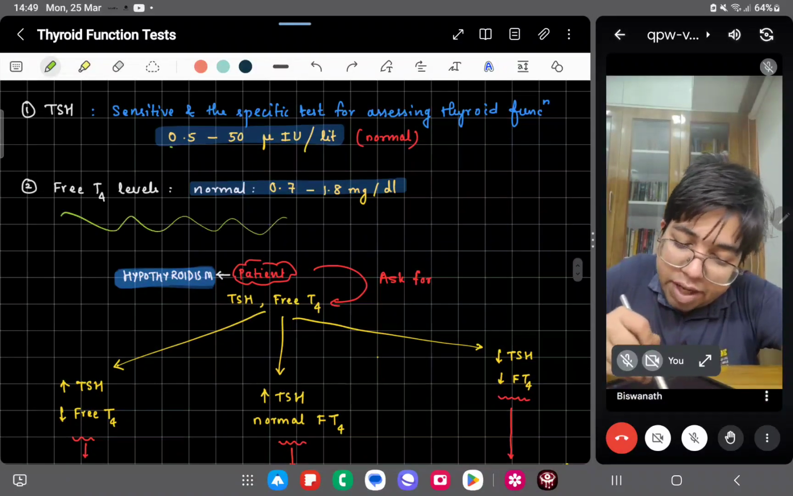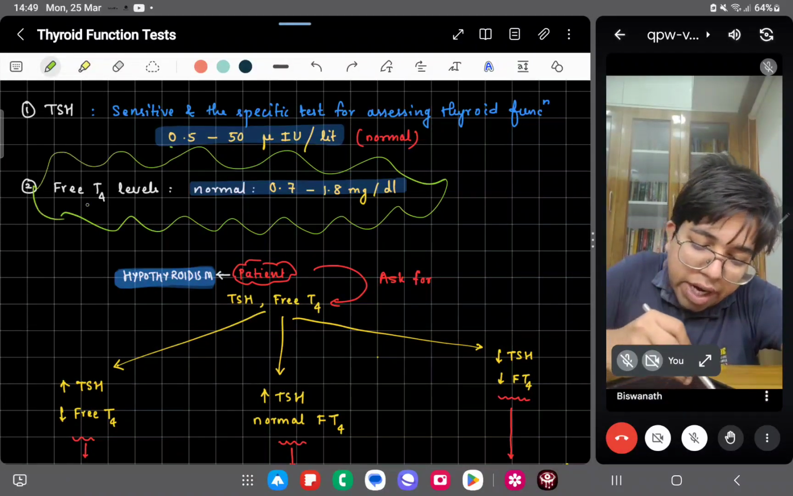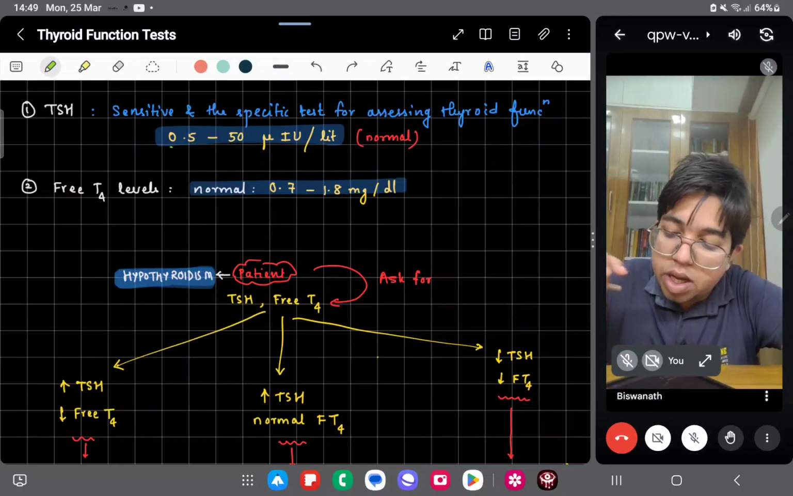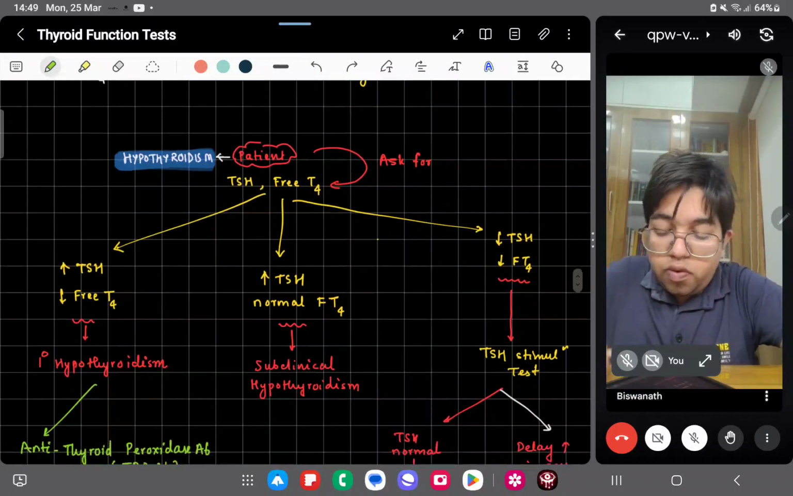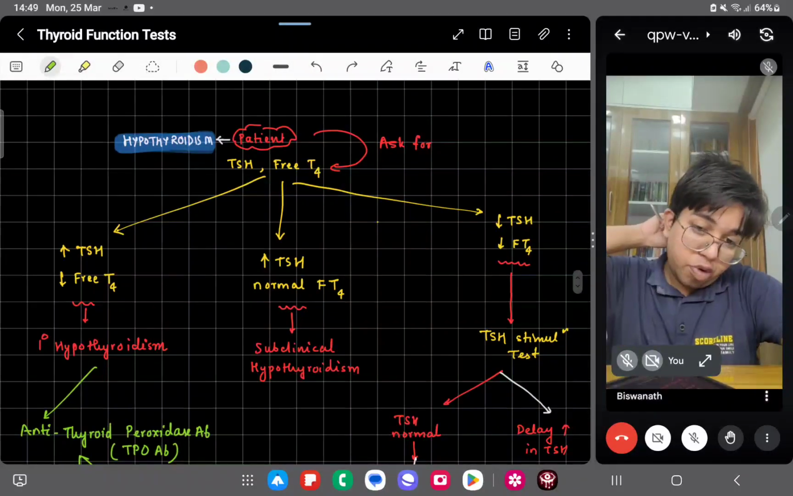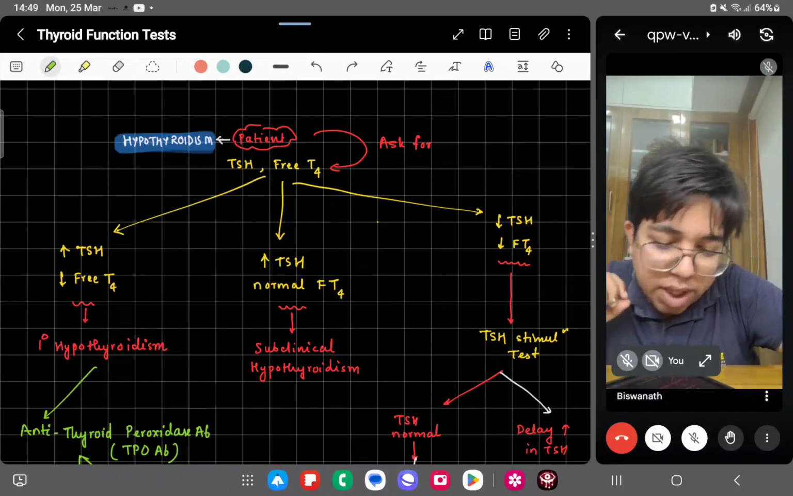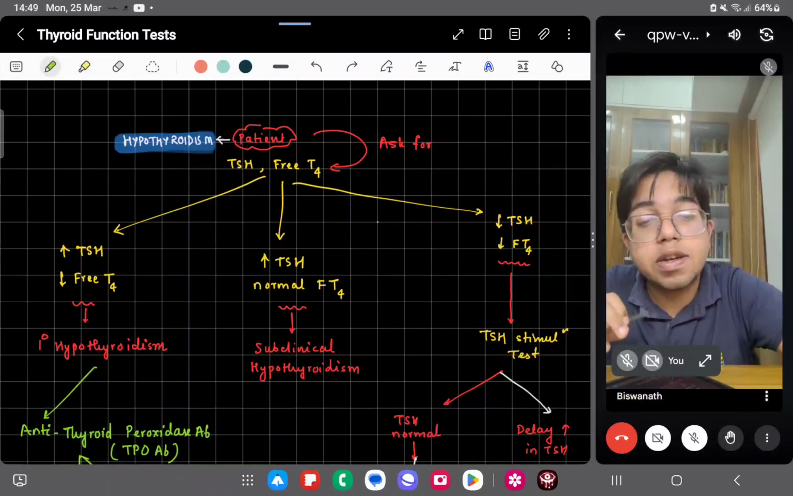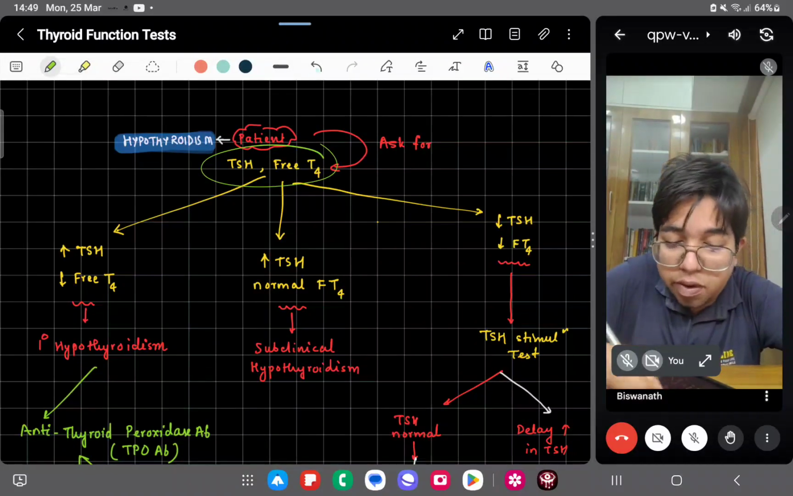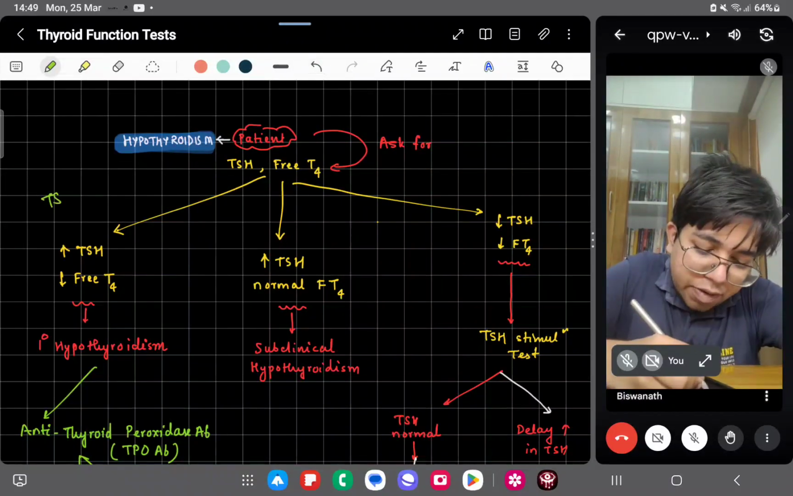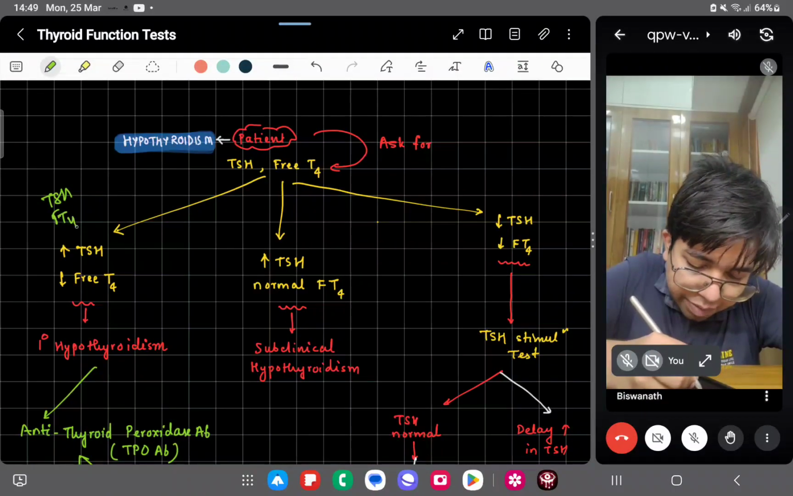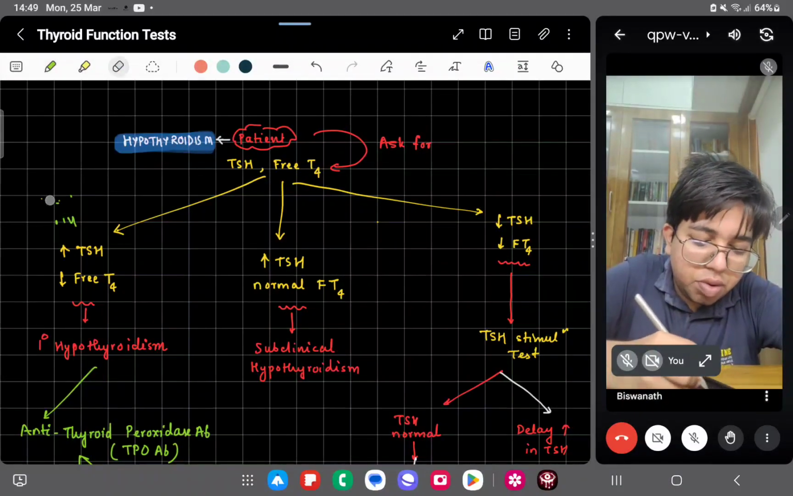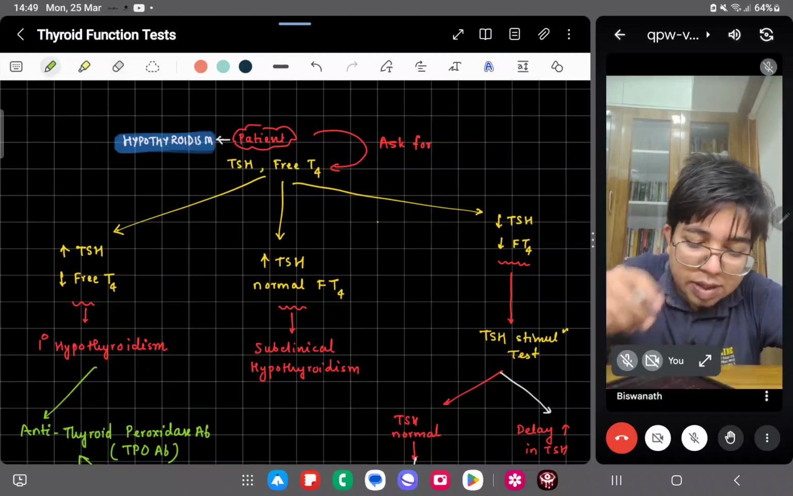Free T4 level is normal at 0.7 to 1.8 milligram per deciliter. Okay, so we are now seeing the approach to the patient. A patient comes with hypothyroidism. Ask the patient first for TSH and free T4, FT4. These two tests are written in prescriptions as well.